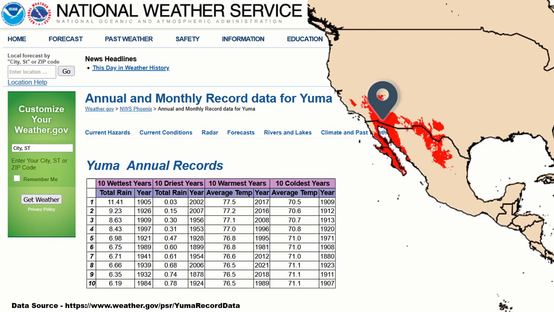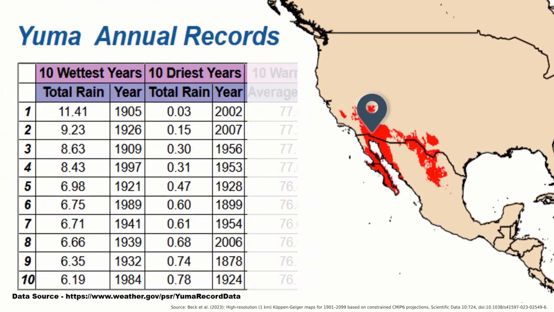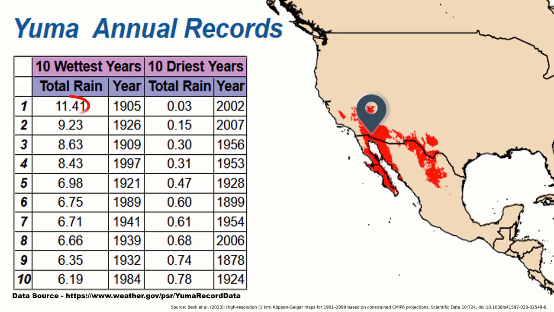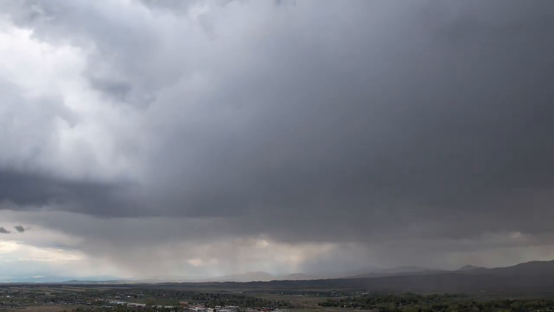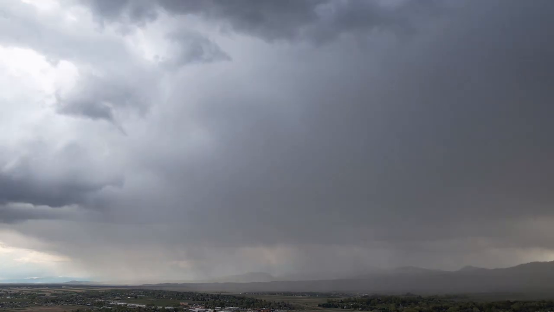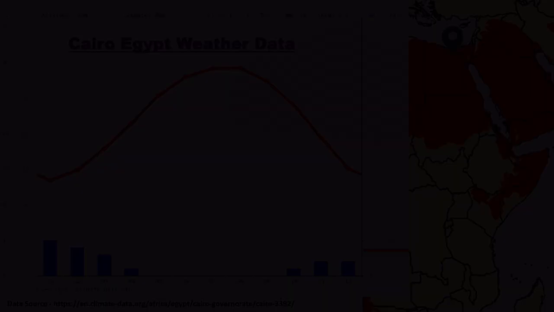It is unreliable. Let us look at an example from Yuma, Arizona in Sonoran Desert. This region has seen a staggering difference in annual total rainfall. And the rainfall is quite intense, as when rain does come, it arrives in violent downpours that cause flash floods.